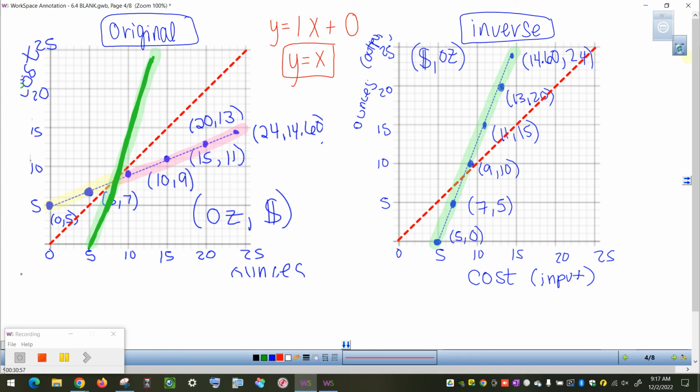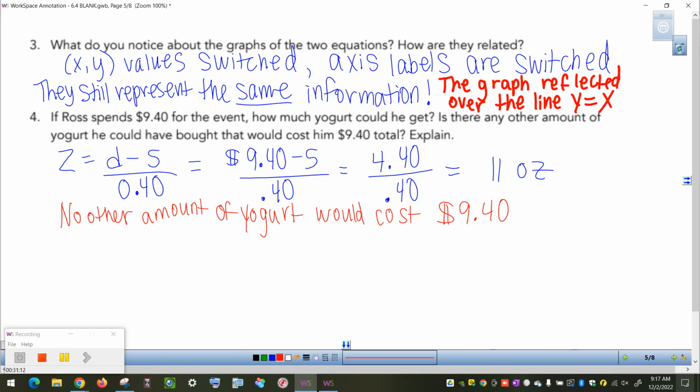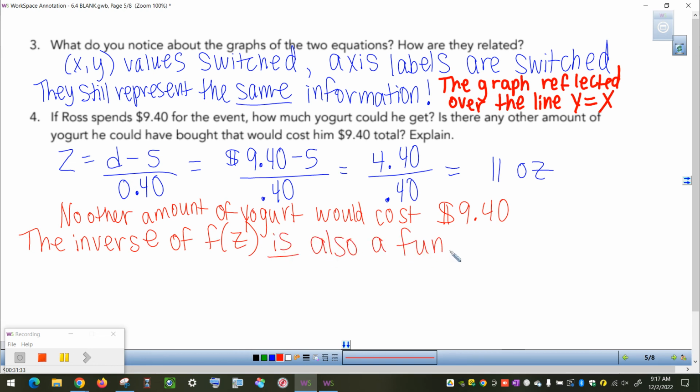But notice that on the inverse, each output also only has one input. And so the graph of the inverse is also a function, just like the graph of the original was a function. And so that's that word that we looked at the very start today. We're going to say that this is a function that is invertible. So let's add in here that the inverse of f of z is also a function.